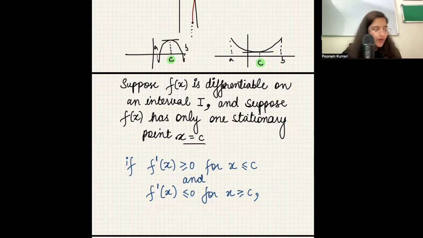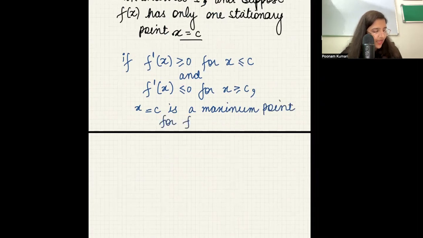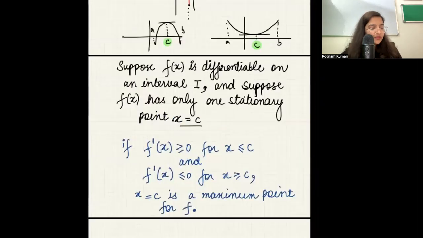It has only one stationary point. To the left of point C, the derivative is either equal to 0 or greater than 0. If your derivative to the right is less than or equal to 0, then what can I say? Then I can say that x equals c is a maximum point for your function f. And we see this happening here, that point C is actually the point of maxima. There's nothing beyond this particular value, right?